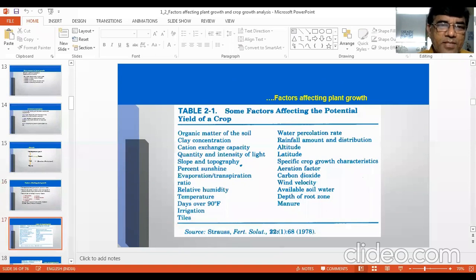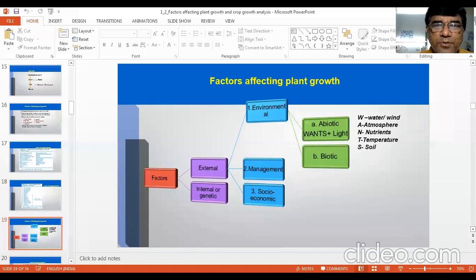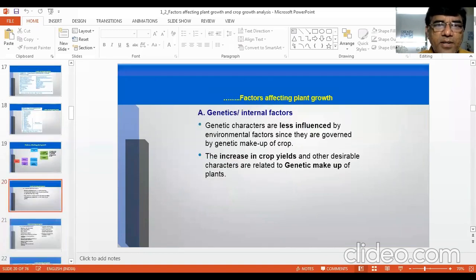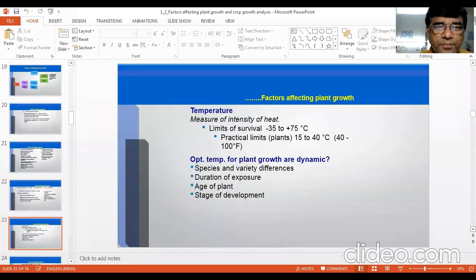Many people have suggested different growth factors, and we have tried to classify them like this: internal genetic factor and external factor. External factors are three. In environmental, we have abiotic and biotic. So we were discussing abiotic factors. We have completed temperature. Genetic factors were also discussed.